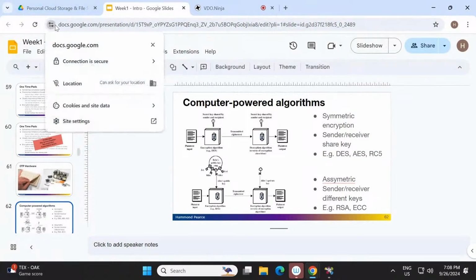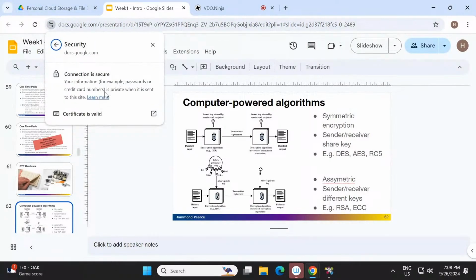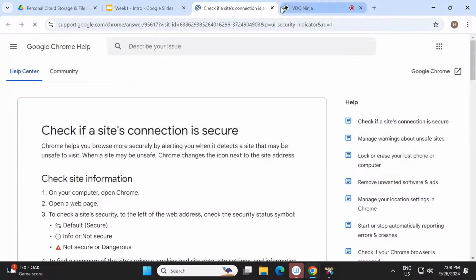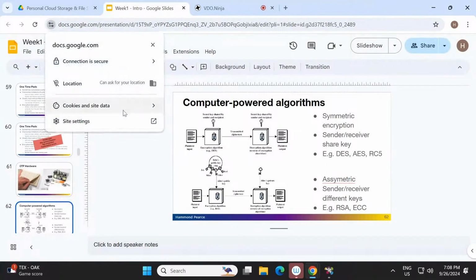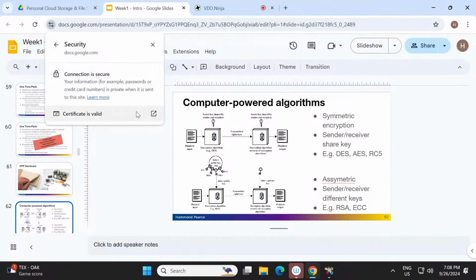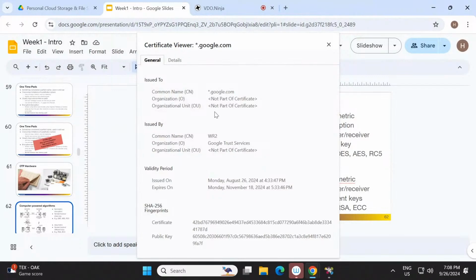I can probably click somewhere in here and it will tell me so. That's not the button I wanted. Let's have a look. Certificate is valid. Here we are. It is protected by something.